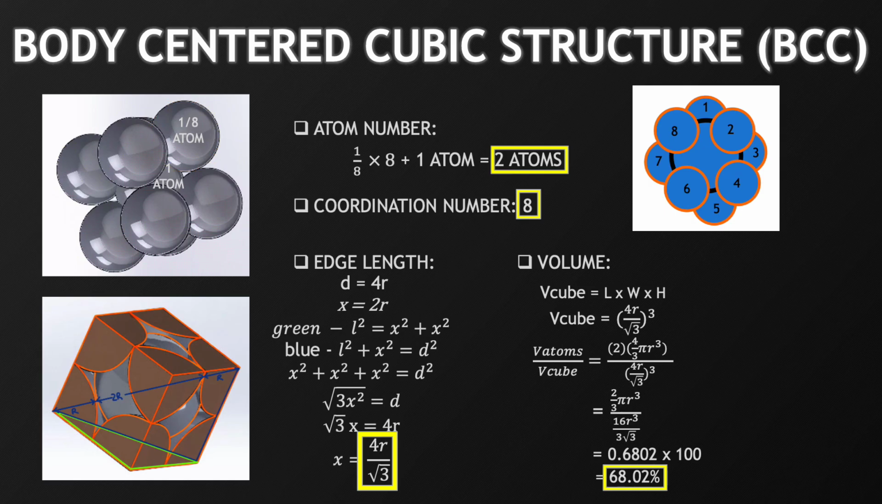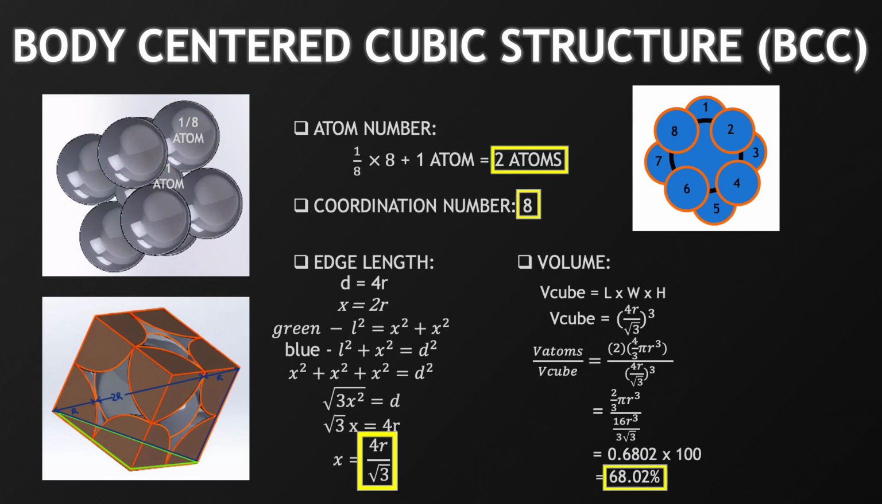The picture in the top left corner shows how one whole atom is attached to the center of the cube, making the atom number go up to 2 atoms. The coordination number is 8, and the picture on the right gives a better image of how the 8 atoms are arranged around the center atom. The edge length is 4r over the square root of 3.